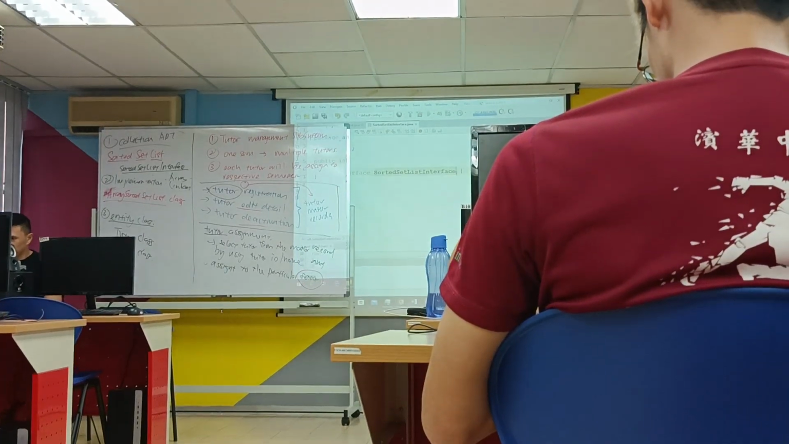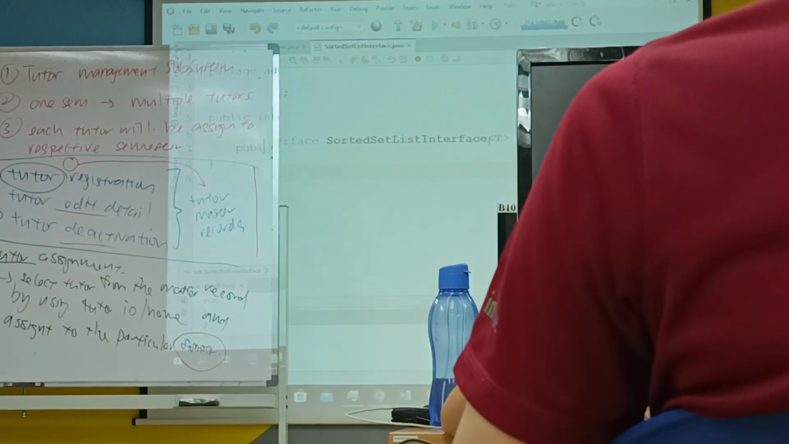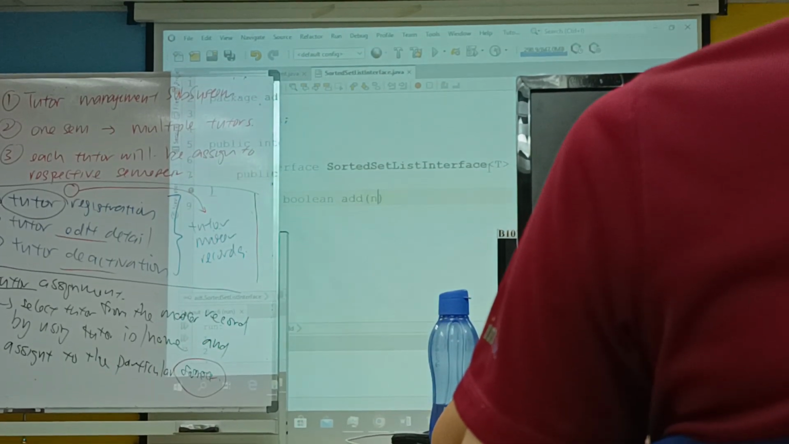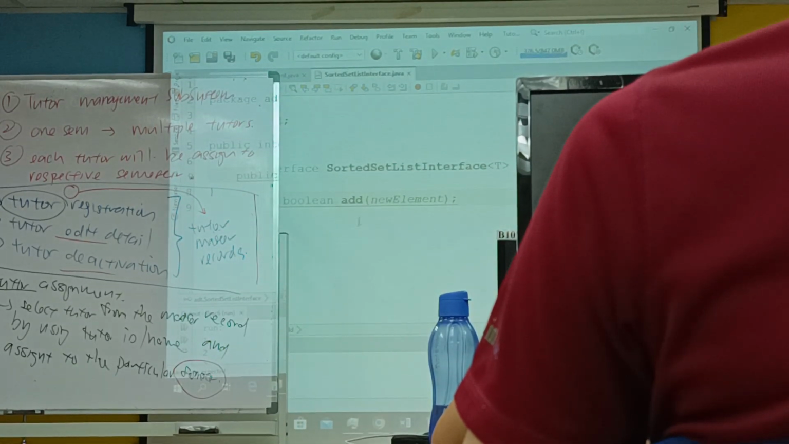I recommend using the generic type, okay, for the consideration. Then in here, we should put in public. Let's say we assume that we add a new element, for example, define it here.